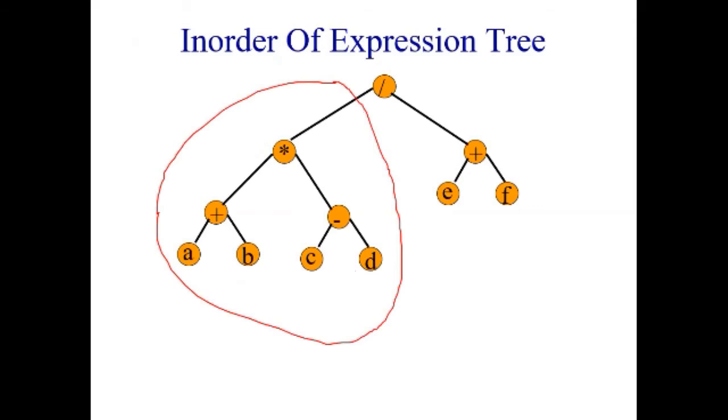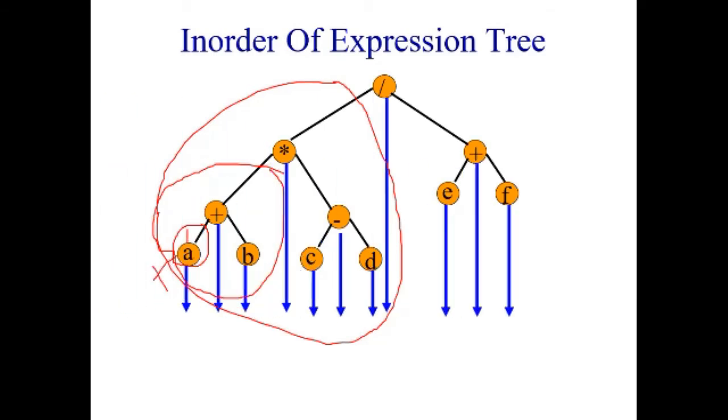Start with the multiplication node. Again, visit the left subtree. Again, the left subtree is a binary tree. Follow in-order. Start with the node plus. Visit the left subtree. In this left subtree, I have only one node. It is a leaf node. Now follow in-order. Supposed to visit the left subtree for this. No left subtree. Now visit node A. Display the content of node A.